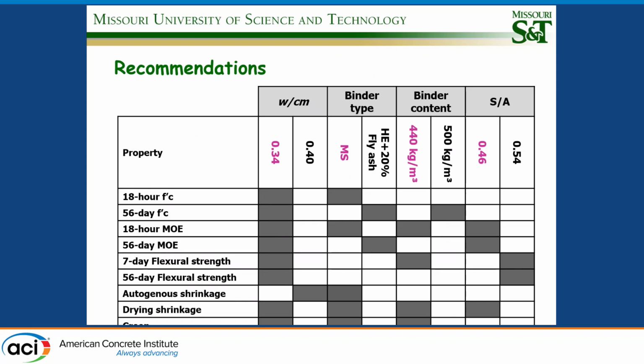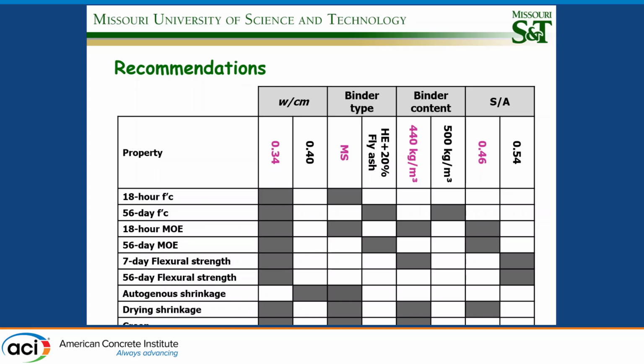So if you were to make some recommendations, and here the last three rows are the ones about viscoelastic properties, but you also have the 18-hour strengths, modulus, flexural strengths. The darkened areas are the areas where you will get better behavior. So if you were to look, for example, water cementitious ratio between 0.34, 0.40, you see, as you would expect for all the mechanical properties, the lower one is better. But if you look at autogenous shrinkage, the upper one is better. Drying and creep, the lower one is better. So that's the way to read that.